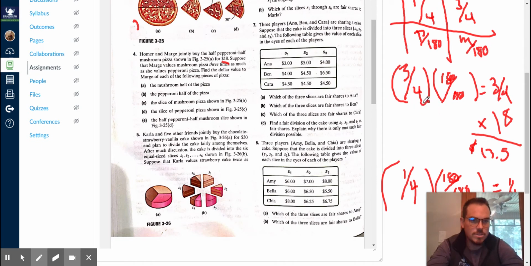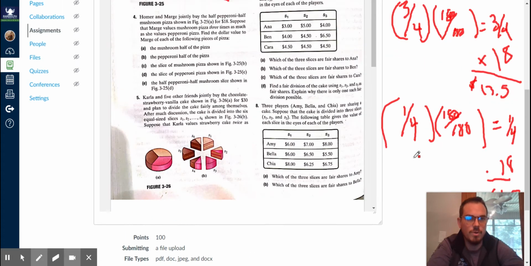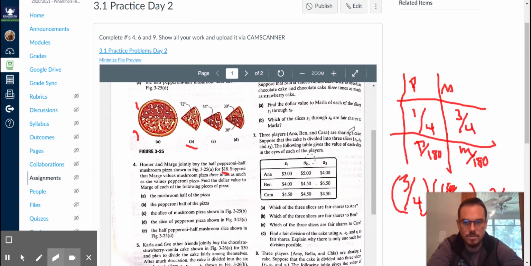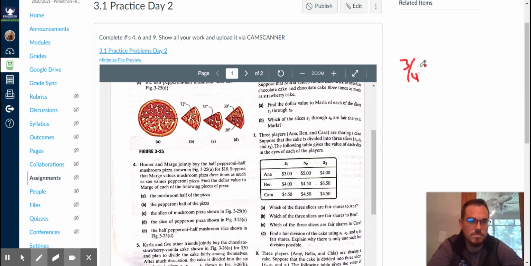Then it goes back and asks you those same questions, right? The slice of mushroom pizza shown in figure 25B. Well, that's right here. We've got a 72-degree mushroom pizza. Let me grab my eraser and wipe clean the screen. If we want a slice of mushroom pizza, that figure B right here, it's a 72-degree slice of the mushroom pizza. We know that's 3/4 because Marge values the mushroom 3/4. Then we would do 72 out of 180.